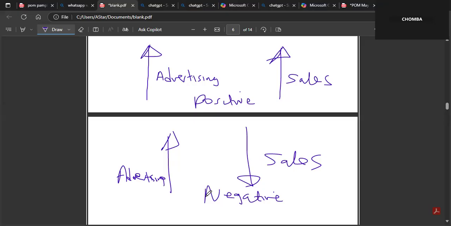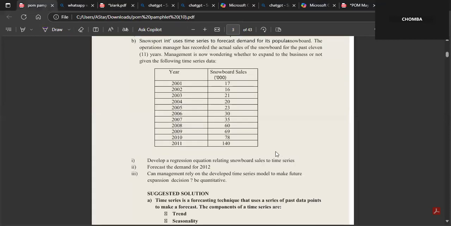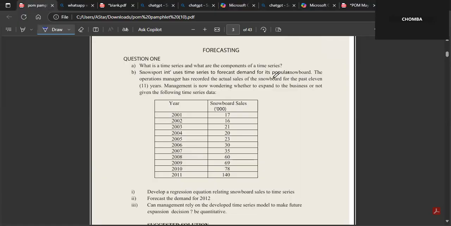So this is what we have. Now I want you to go to this question. This question came in an exam for May 2023, under forecasting.